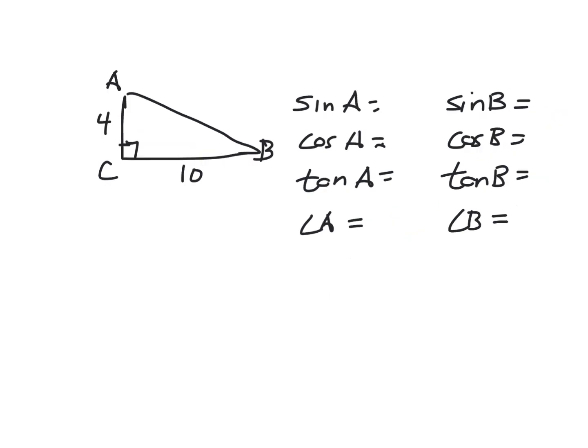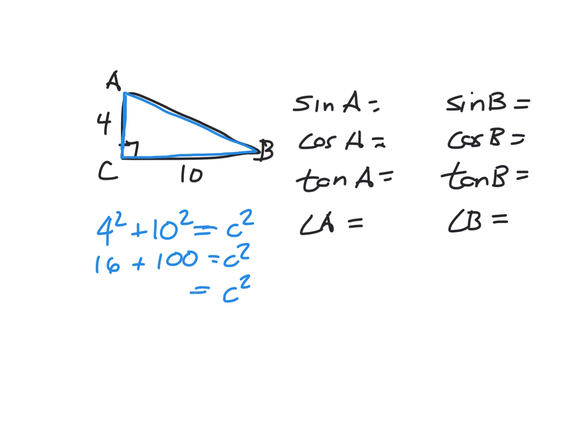And then the last one, this is a leg of 4 and 10. That's not a Pythagorean triple. By the Pythagorean theorem, 4 squared plus 10 squared would equal c squared. That's 16 plus 100, which is 116. So c would be the square root of 116. That would be my hypotenuse. And I'm just going to leave it as a square root. It's going to be 10 point something. Let's just leave it like that.